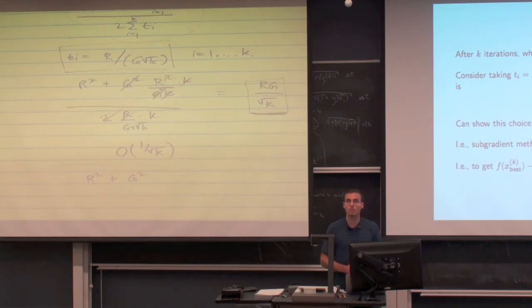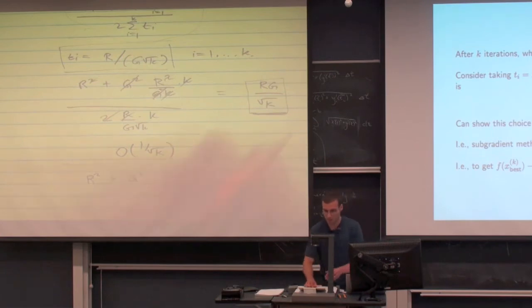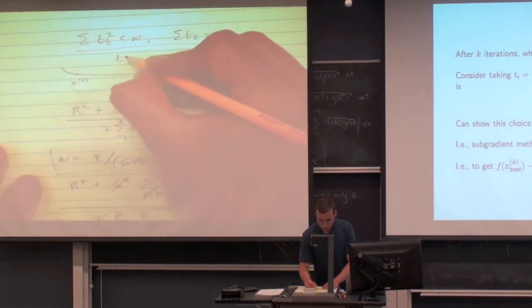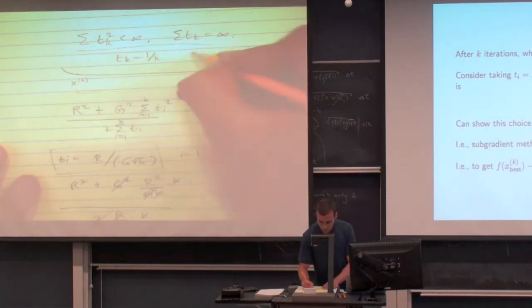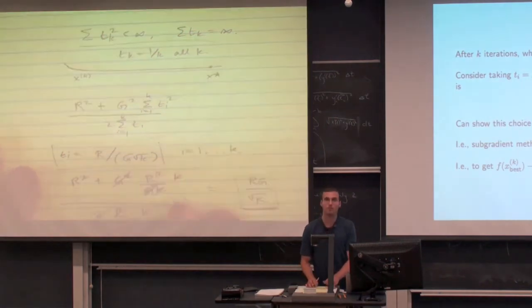So in this analysis, you took ti to be constant, right? Oh, I'm sorry. So you were asking about the step size being equal to ti equal 1 over k for all i from 1 through k, not 1 over i. Is that right? Yeah. So I think he was asking about this particular step size choice we talked about.